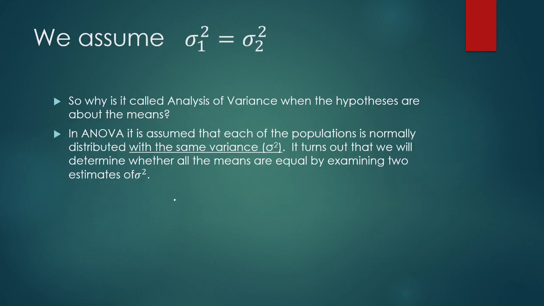So why is it called the analysis of variance when the hypotheses are about the means? In ANOVA, it is assumed that each of the populations is normally distributed with the same variance. It turns out that we will determine whether all the means are equal by examining two estimates of the variance. Again, we're assuming the variance of the first group is equal to the variance of the second group, equal to the variance of the third group, and for however many groups we have. So we're assuming that each of the variances are the same for each of the groups.